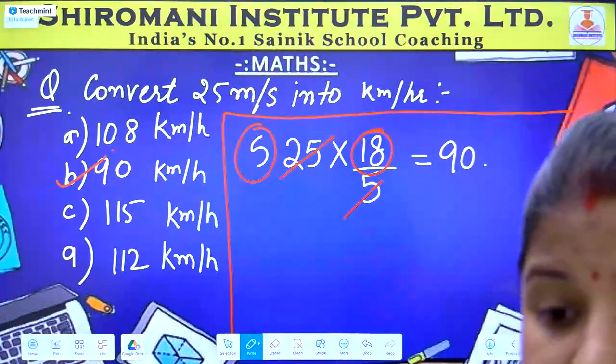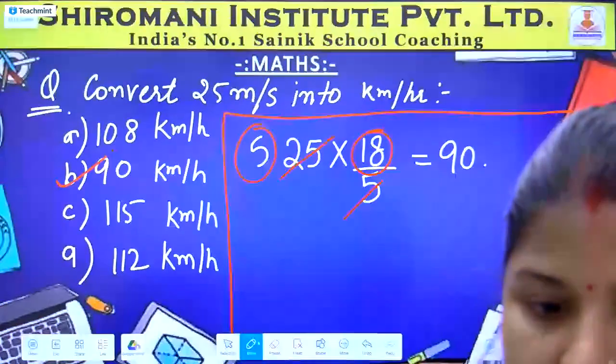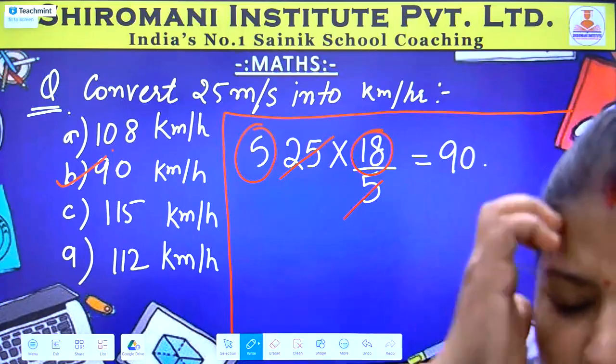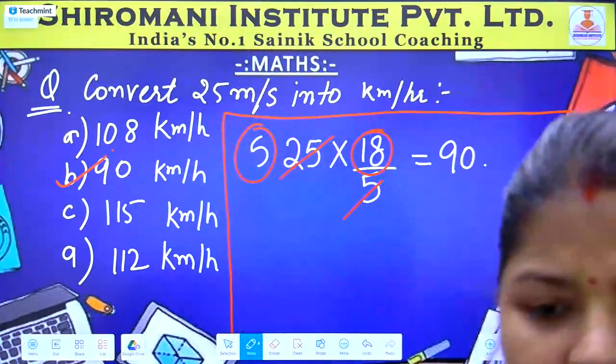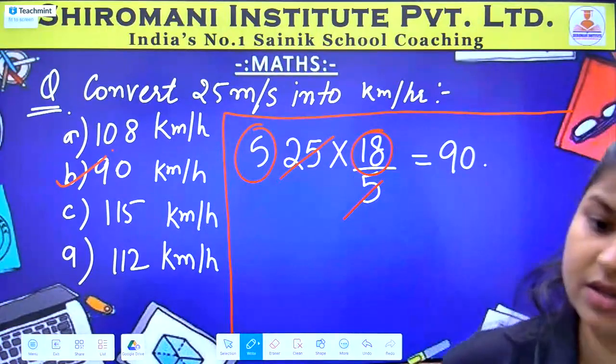Quickly, dear. Ma'am, it is a short trick. Can you explain the traditional method? Beta, the traditional method is too long. Go for the short trick. Don't give your head to that traditional method. Yes, Kartala, Monish.